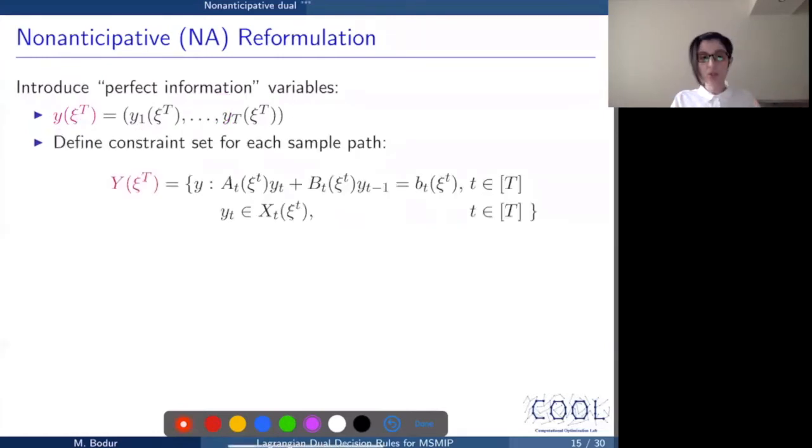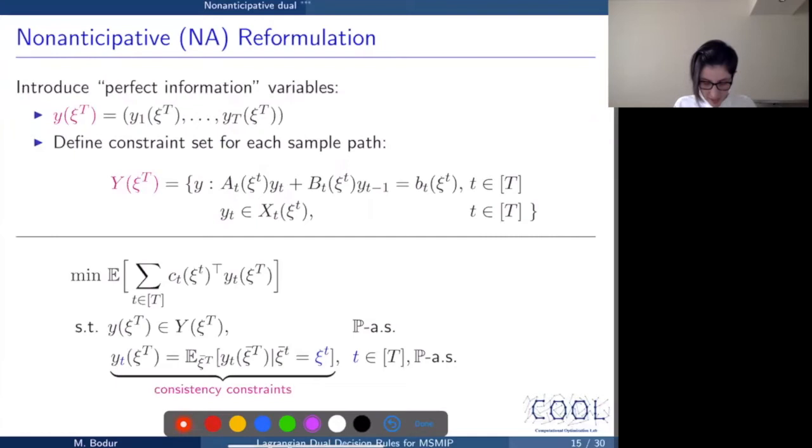For those anticipative decision variables, I will define their corresponding feasible set. They need to satisfy the state equations as well as our local constraints. So the only thing that is missing is non-anticipativity. These guys are anticipative, but we can fix this with the addition of this last set of constraints into our reformulation, which make them non-anticipative. These are called non-anticipativity constraints or inconsistency constraints.